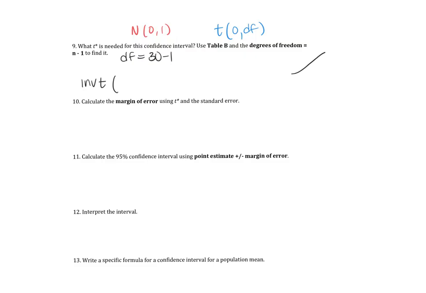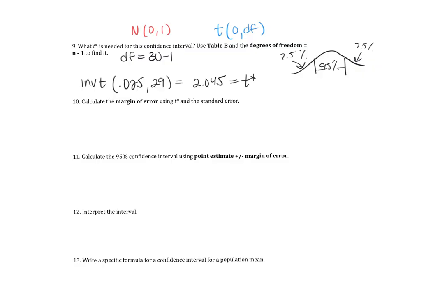So for a 95% confidence interval, that means we've got 5% on the outside, 2.5% in each tail. We're going to put the area to the left, 0.025, and degrees of freedom, 29. And calculate, and you should get a T star of 2.045 approximately. Okay, inverse T is right underneath inverse norm in your calculator.